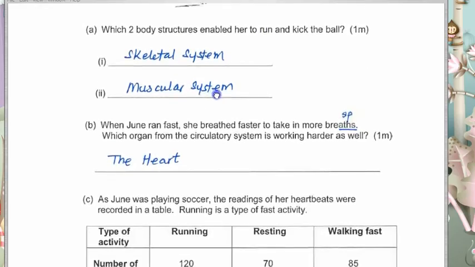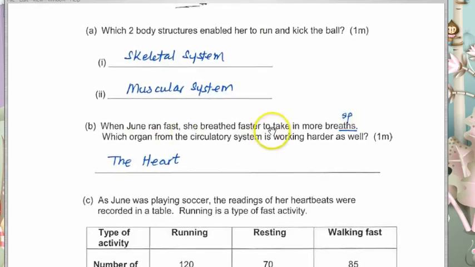Okay, now when June ran fast, she breathed faster to take a few more breaths. All right, which organ from the circulatory system is working harder? The heart. Okay, the heart. Heart is an organ. Organs are part of a system. A few organs work together to form a system. So the heart is one of the organs in the circulatory system. It pumps and works harder.